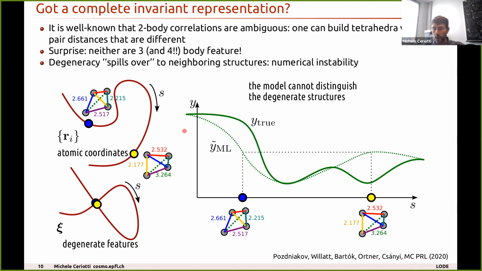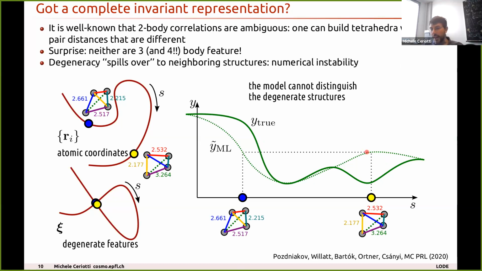Basically, in this plot that I'm drawing here, this is just a generic path in configuration space. If two structures along this path, seen through a certain set of invariant descriptors, have exactly the same features, then whatever you do, the machine learning model will predict the same properties. And this is problematic because, since we want the model to be smooth, the problem will also affect structures that are in the vicinity of these structures.